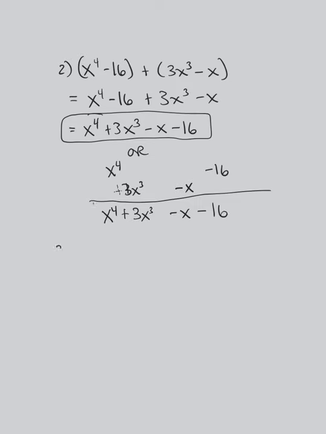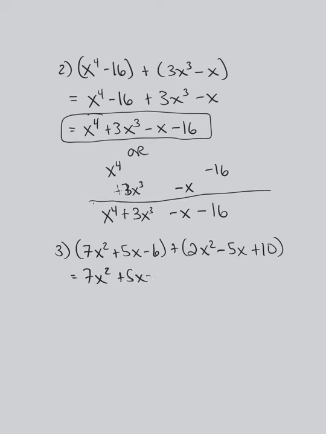Okay, let's look at another one. Say I have 7x squared plus 5x minus 6 plus 2x to the second minus 5x plus 10. If you want to do it horizontally, you realize that you can drop the parentheses, and so you have 7x squared plus 5x minus 6 plus 2x squared minus 5x plus 10.